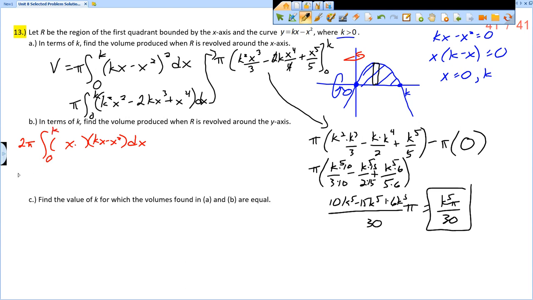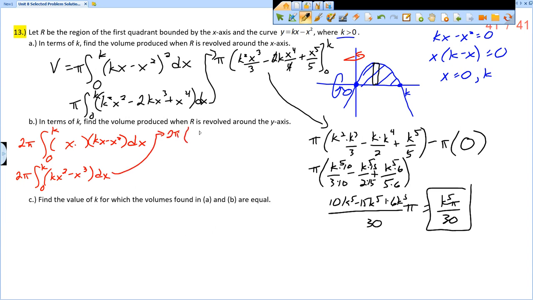All right, so now for this one, I'm going to have 2 pi, and now I would distribute the x in order to integrate, so 0 to k. So I'm going to have kx squared minus x cubed. All right, and then I'm going to integrate that with respect to x. So now let's integrate. So I've got 2 pi.